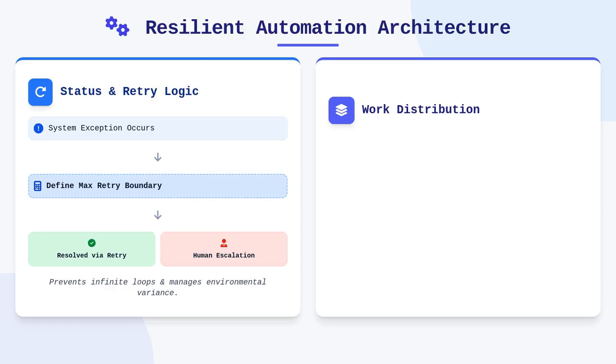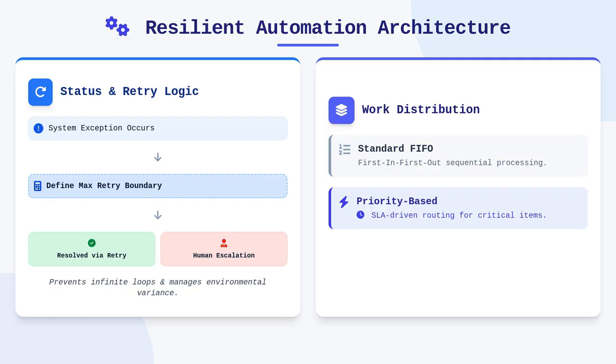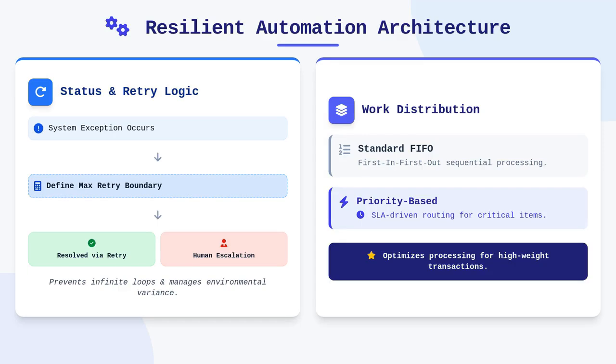Beyond retries, you must choose the appropriate distribution model for your work items, specifically whether standard first in first out logic is sufficient or if you require priority-based distribution. Priority-based queues allow you to influence the order in which items are served to robots, which is invaluable when dealing with time-sensitive, SLA-driven processes where some transactions carry more weight than others.